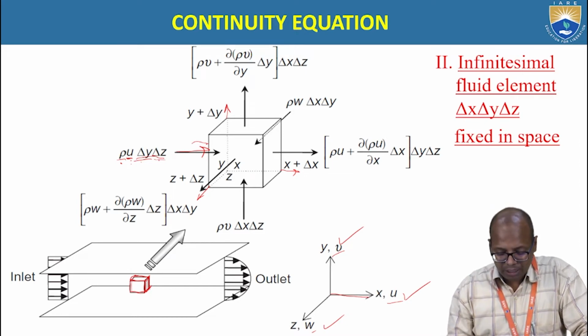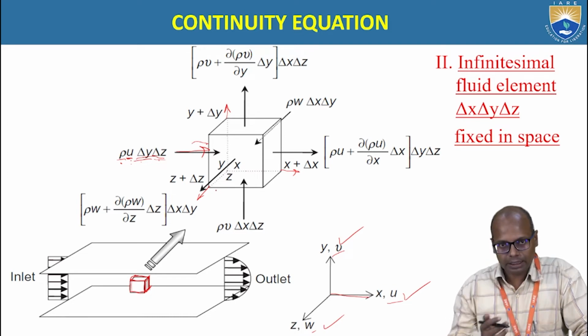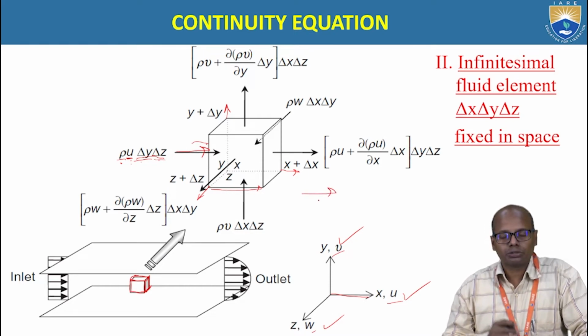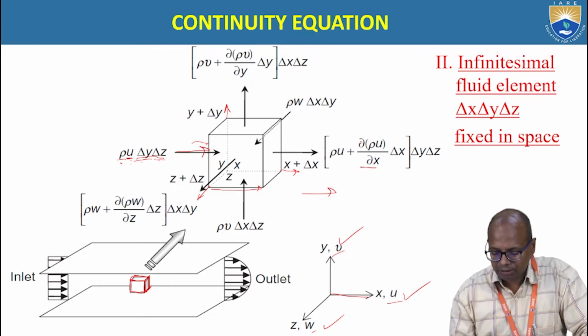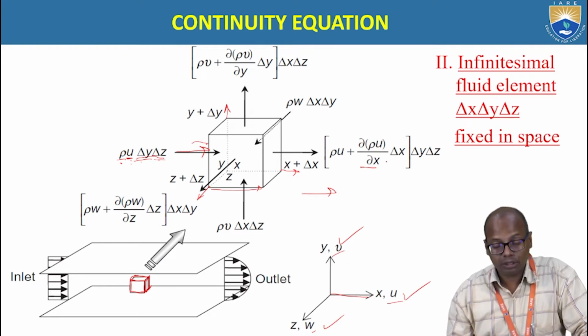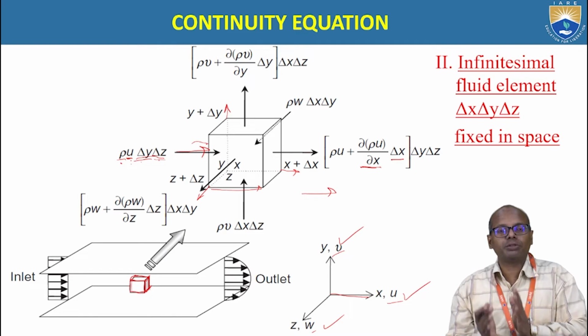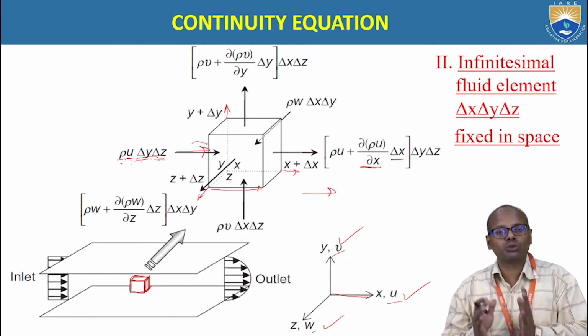So in which direction is it changing? It is changing with respect to the x direction. Okay, in the x direction it is changing. So the change of rho u per unit length is given by dou rho u by dou x. This is the change per unit length. The total change you can get by multiplying by the length: change per unit length into length gives the total change.